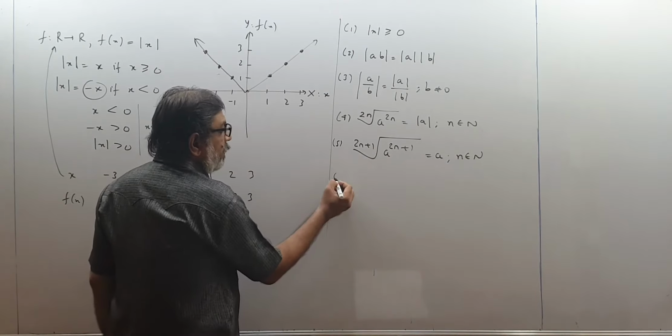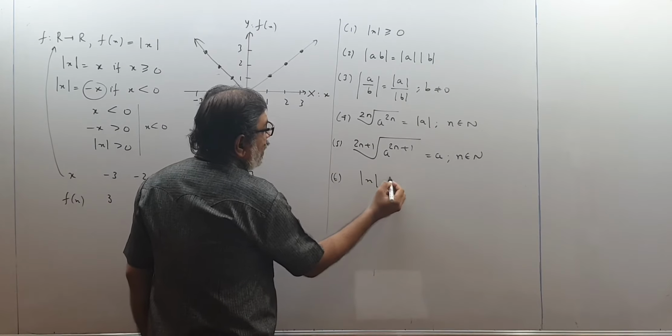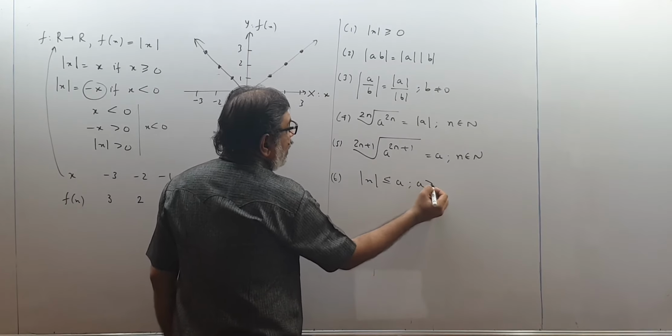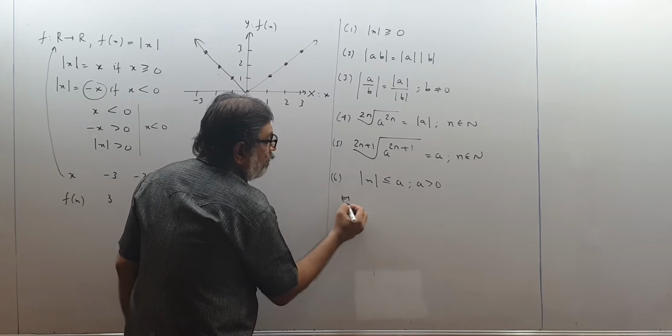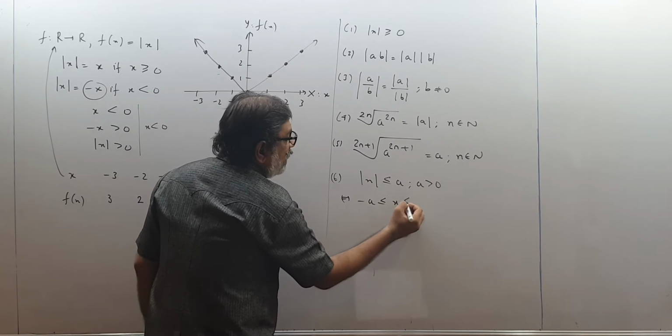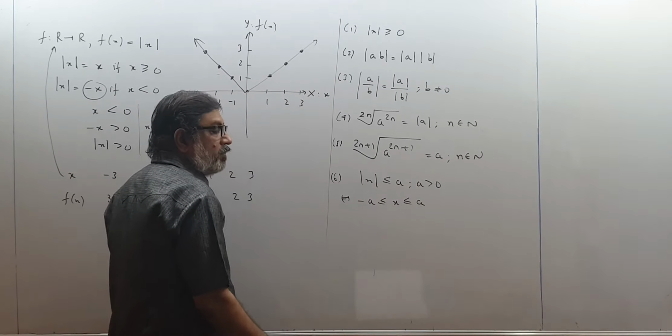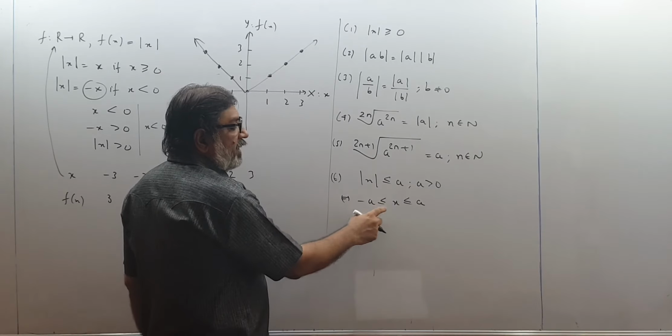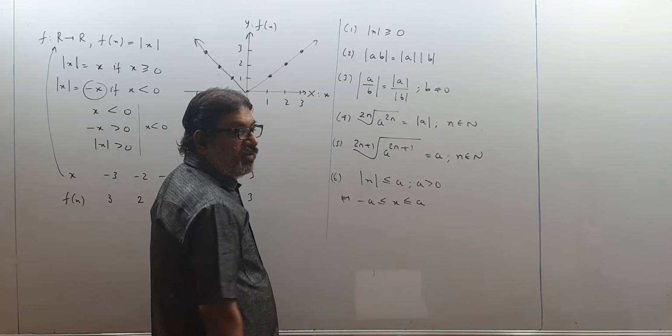Then sixth, mod x less than or equal to A, where A is a positive number, implies in fact that minus A is less than or equal to x, which is less than or equal to A. If it is only less than, then it will come as less than. If it is less than or equal to, it will come as less than or equal to.